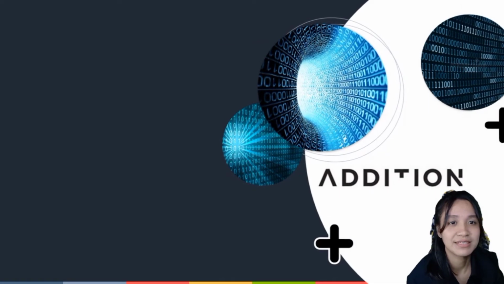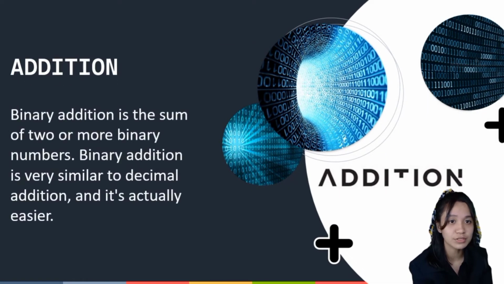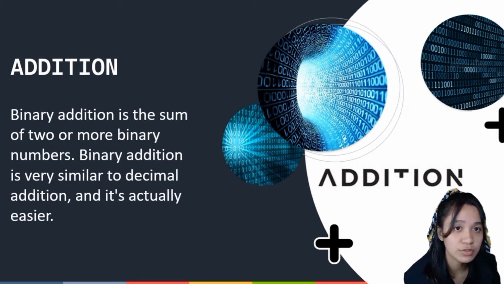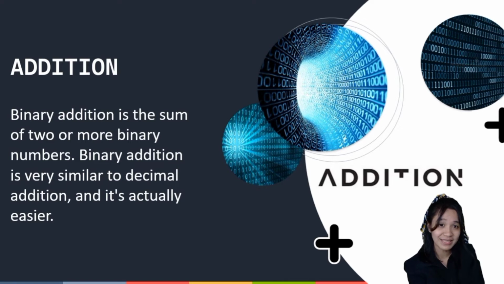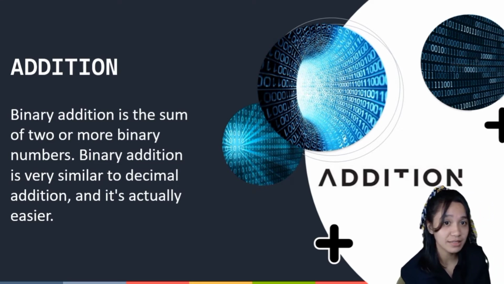Let's start with binary addition. Binary addition is the sum of two or more binary numbers. Binary addition is much similar to decimal addition, even a bit easier. Why? You just need to know the following rules for you to easily add binary numbers.